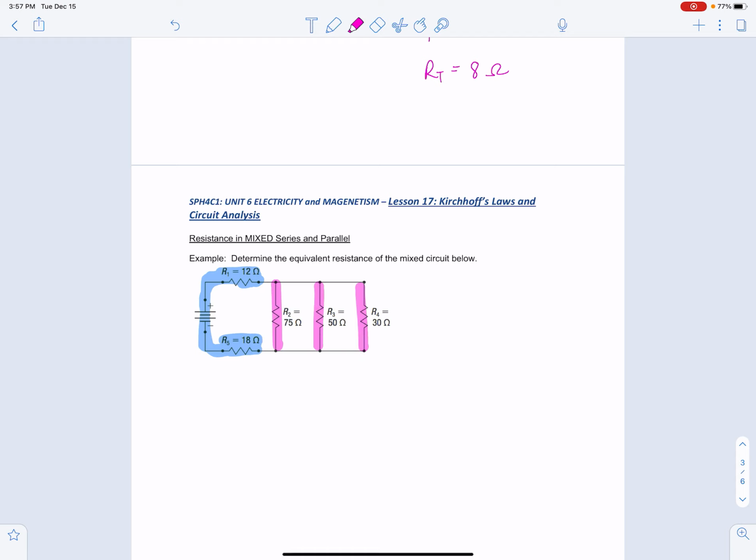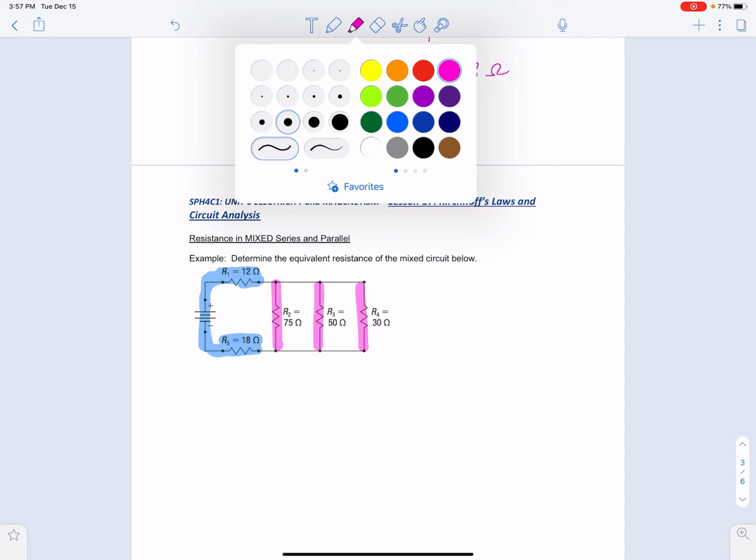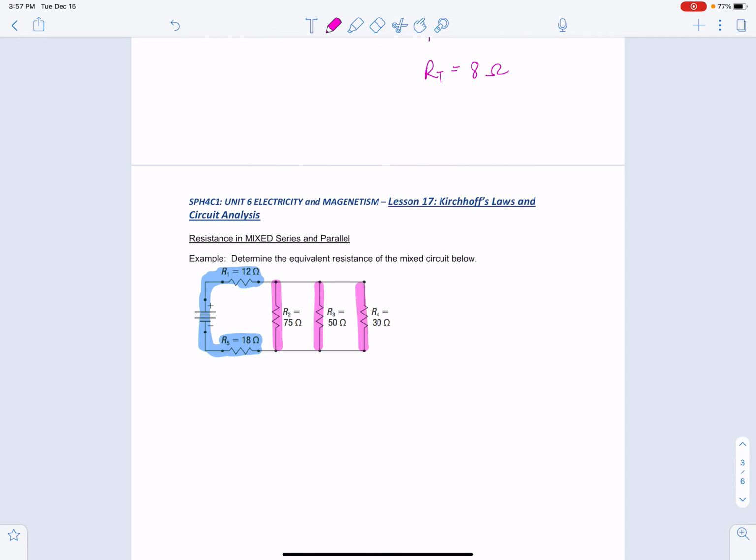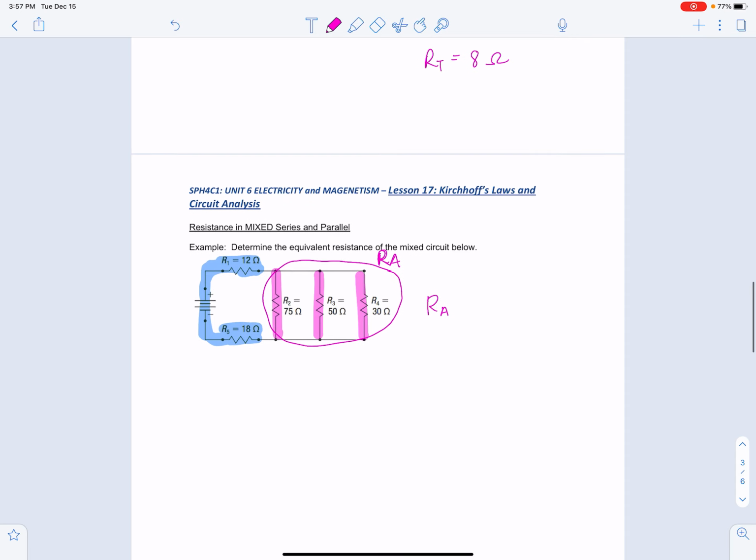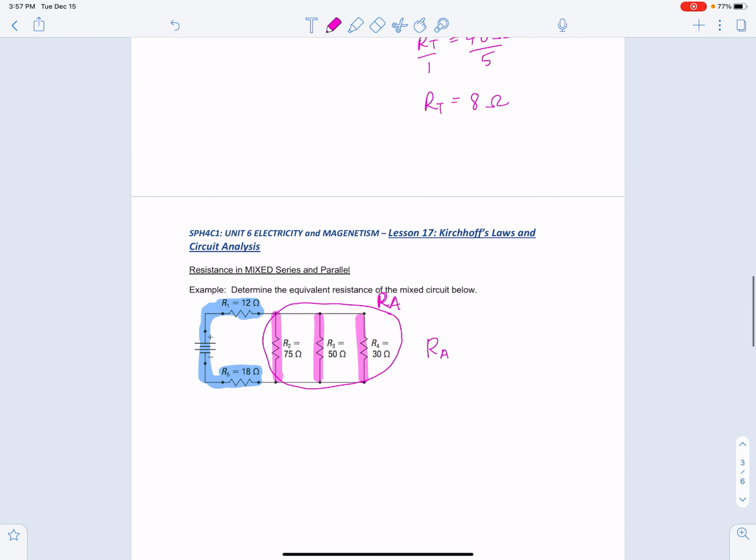So what I first want to do is identify any circuit components that are in simple parallel. So these three are in parallel, and I'm going to call this group of resistors A. So this is resistor A. To find the total of resistor A, since these are in parallel, we can use Kirchhoff's law, which tells us that 1 over RA is equal to 1 over 75 ohms plus 1 over 50 ohms plus 1 over 30 ohms.